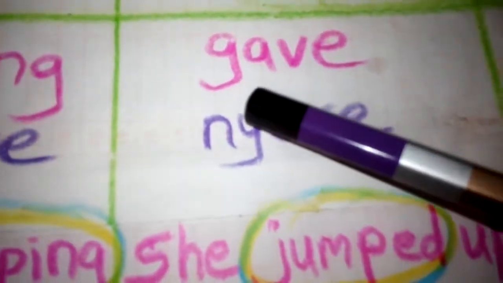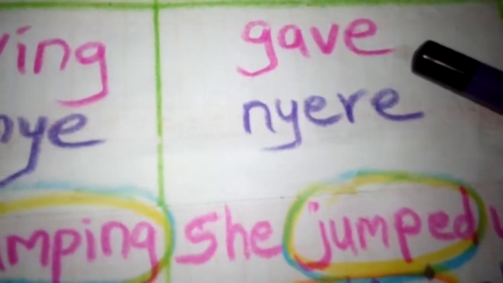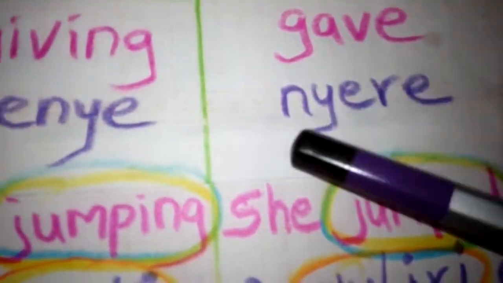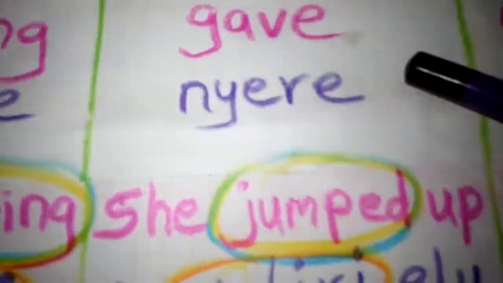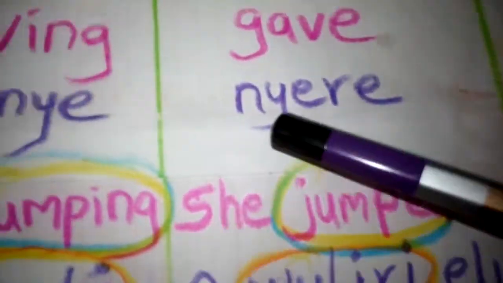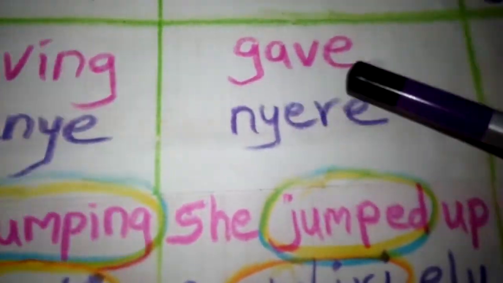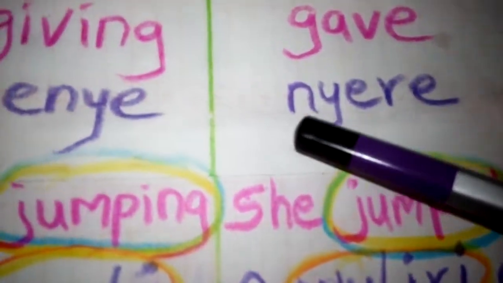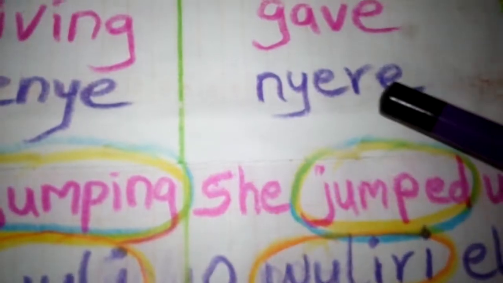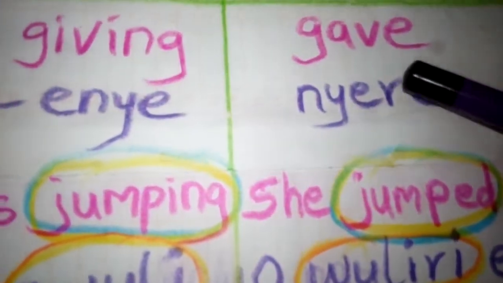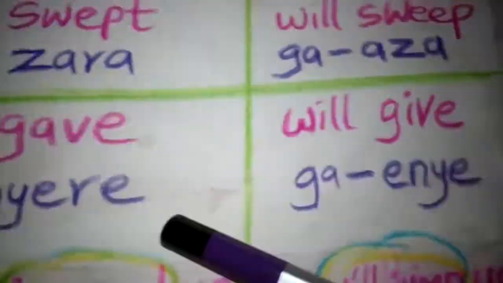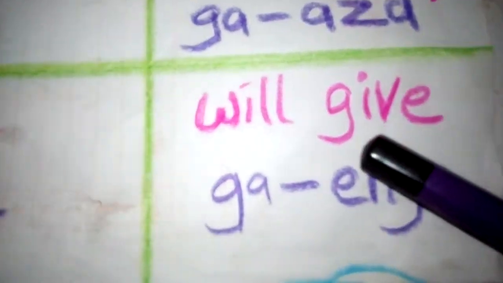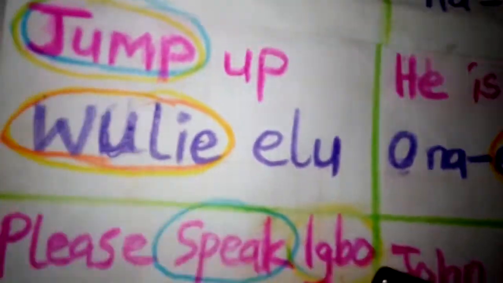Okay, past. David gave her. Gave, nyere ya. David nyere. Already gave, nyere. Okay? Will give. David will give. David ga enye. Will give, ga enye. Okay? So that's the thing.